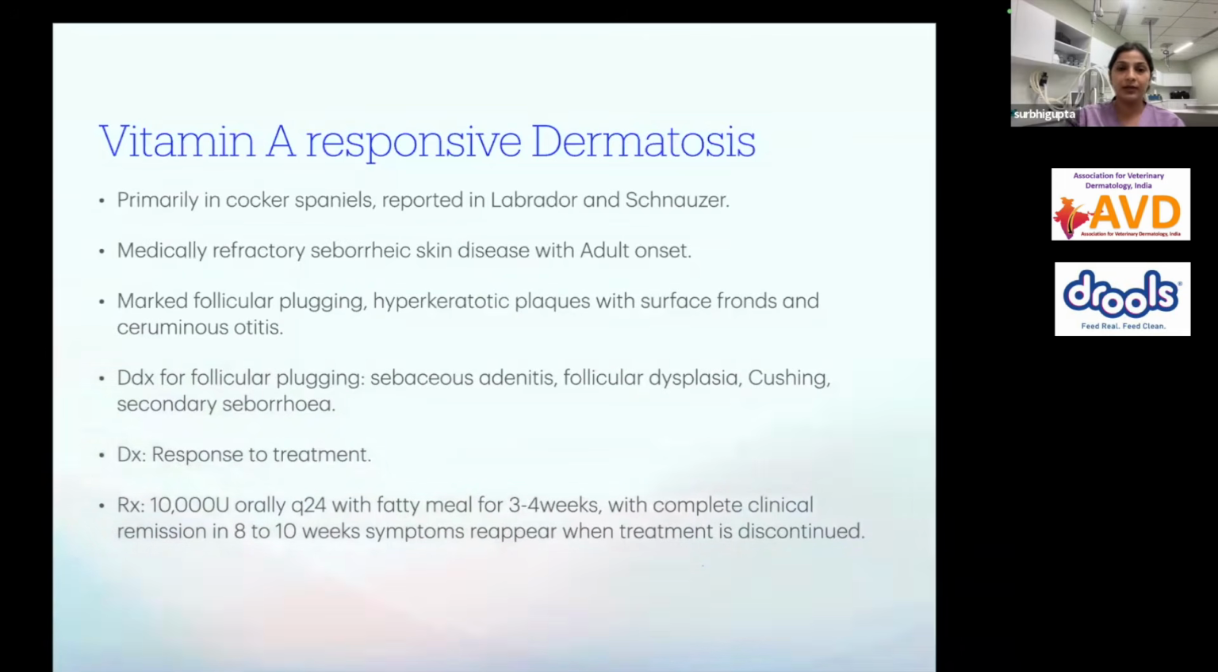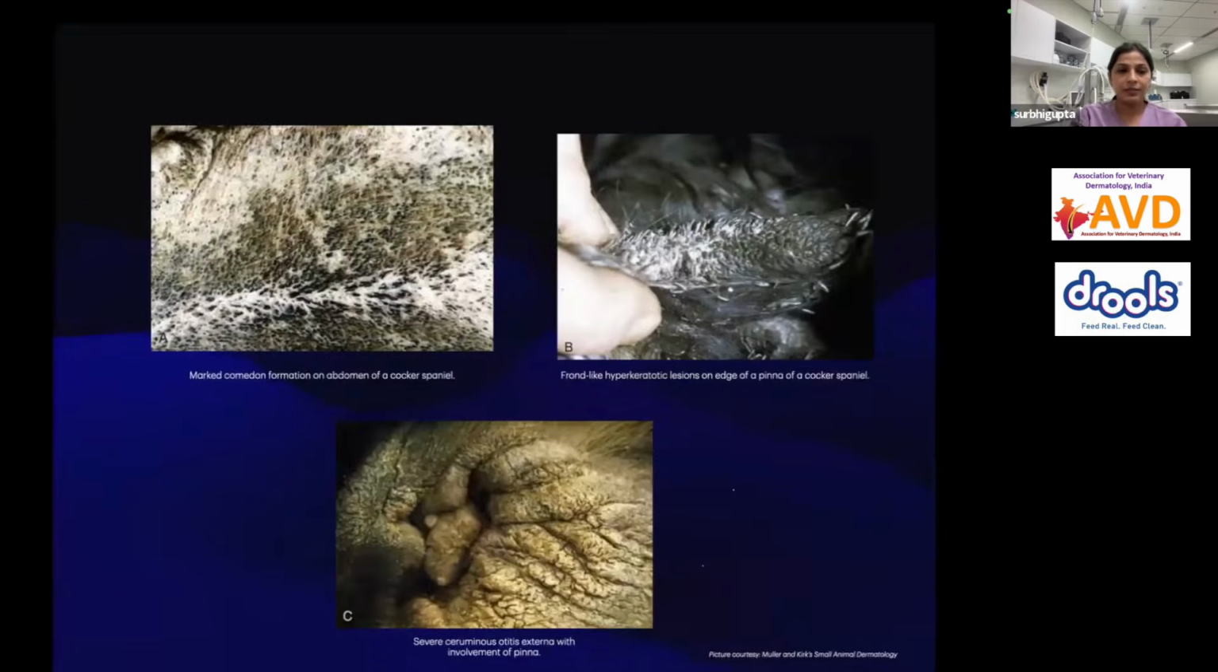2 months. Okay, so these are the pictures again from the good textbook. You can see the comedone formation and the fronds on the edge of the ear pinna, along with ceruminous otitis.